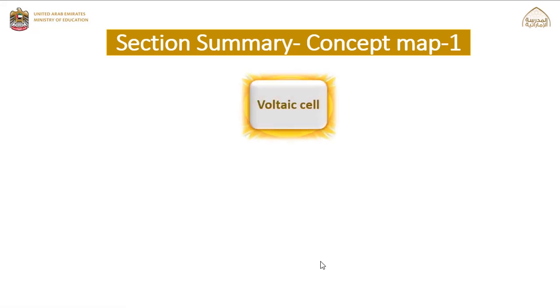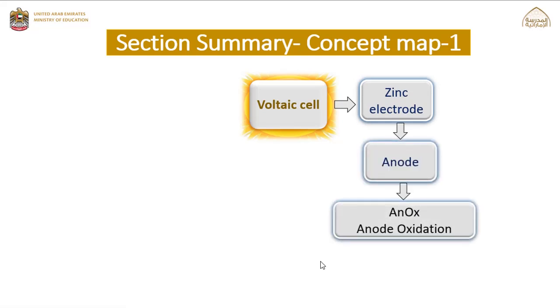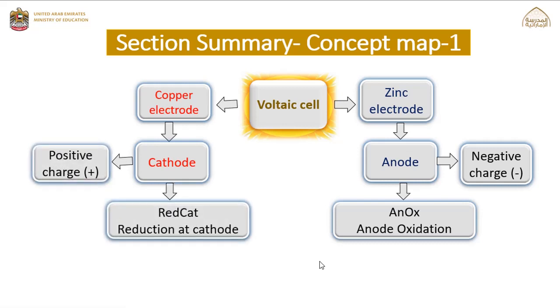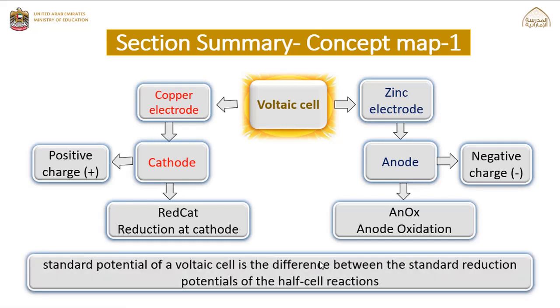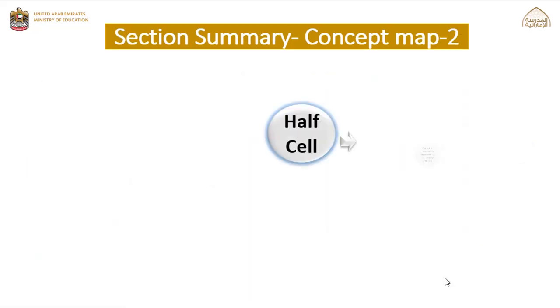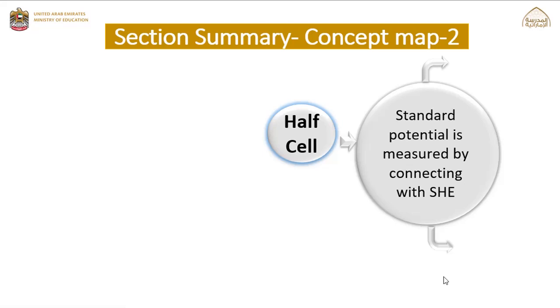Let's summarize this session. The voltaic cell has got a zinc electrode which would be the anode, as oxidation takes place at the anode, and the anode will be negatively charged, whereas the voltaic cell which we have discussed has got a copper electrode which is the cathode, and it has got positive charge. You have to remember it as red cat, meaning reduction at cathode. Standard potential of a voltaic cell is the difference between the standard reduction potential of the half cell reactions. Here, the oxidation half cell would be zinc, Zn2 plus, and the reduction half cell would be copper, Cu2 plus.